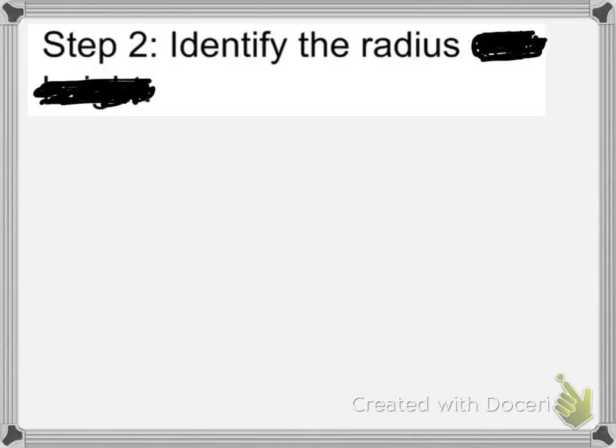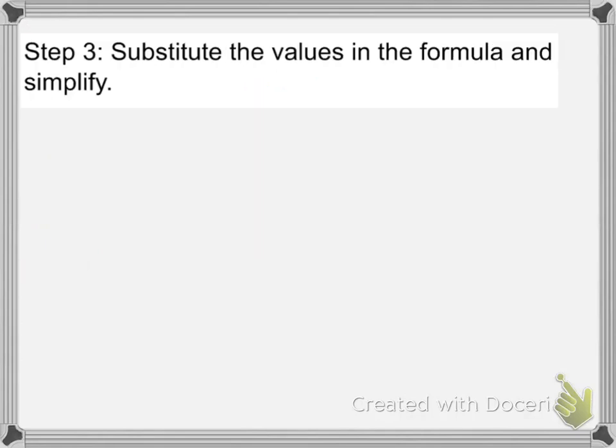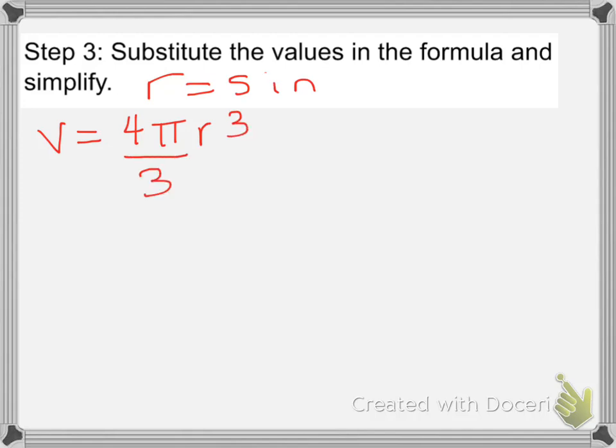Check. Next up, identify the radius. And lucky for us, it was already given to us because it was half of the line already. No dividing necessary. The radius is 5. Well, 5 inches. What's the next step? Substitute the values in the formula and then simplify it. So we know that the radius was 5 inches. We know that the formula is volume equals 4 pi r raised to the third power, all divided by 3. So let's substitute these values in and see what we get.